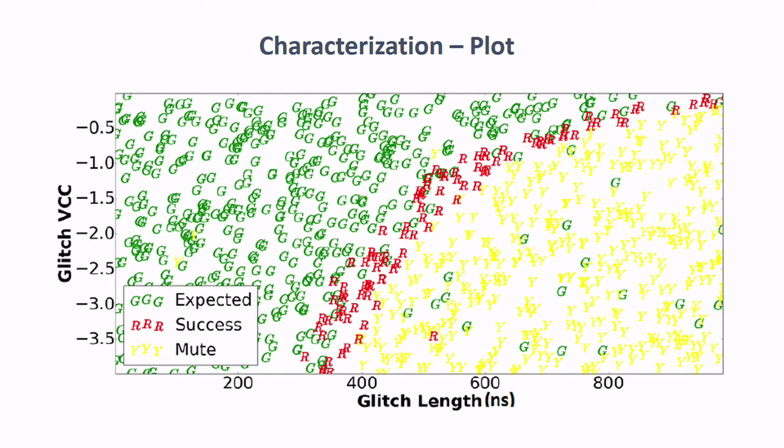Those are the mutes. These are the experiments where the combination between glitch length and glitch VCC resulted in a glitch shape that was too strong, so the target did not continue anymore after the glitch was injected. But between those two areas, we see the so-called sweet spot. That's the red trend that you see there. Those combinations resulted in the program misbehaving but continuing, which allowed us to generate a new experiment directly after.